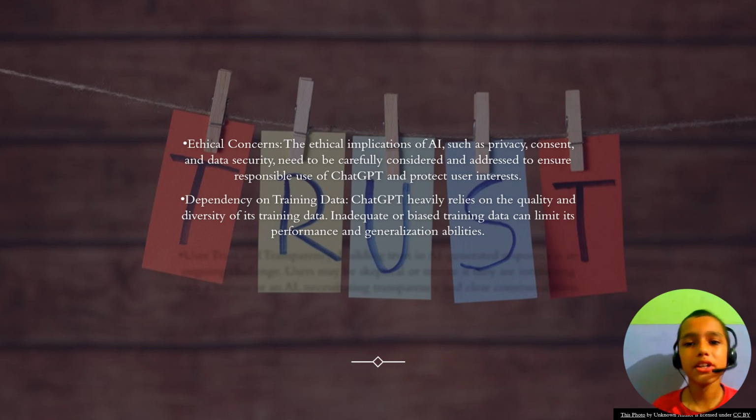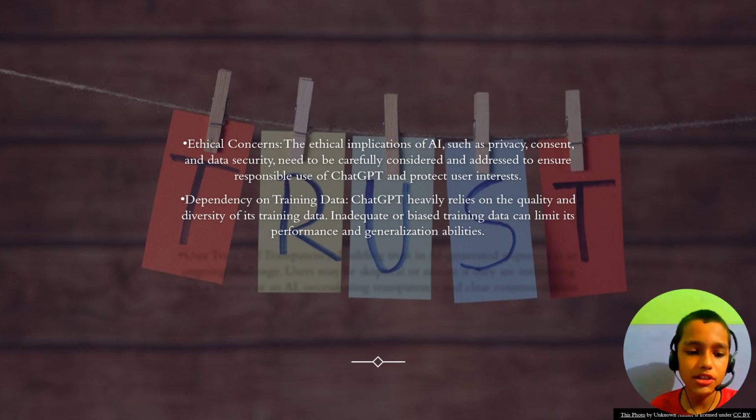ChatGPT learns from the information it was trained on. So if the training data is not good enough, like if the training data is only for one year, what's the point? It doesn't represent a wide range of perspectives. It can limit how ChatGPT performs and understands different things.